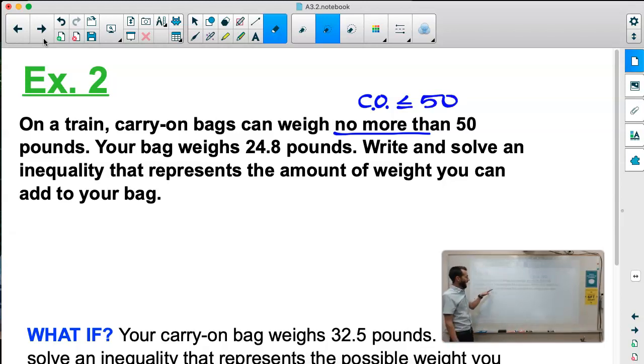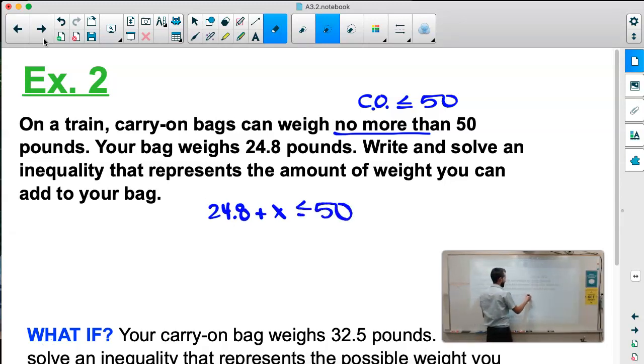Okay. Your bag weighs this. It says write and solve an inequality that represents the amount of weight you can add to your bag. So my carry-on currently weighs 24.8, and I want to add a certain amount to that. I don't know how much that is, but it still has to be less than or equal to 50. This is your inequality. So that's the write part.